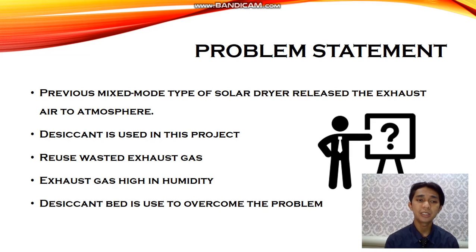Okay, the problem statement is that the previous mixed mode type of solar dryer released the exhaust air to atmosphere. So the waste exhaust air is high in humidity. To overcome this problem, we use desiccant to absorb moisture from the high humidity of exhaust air.